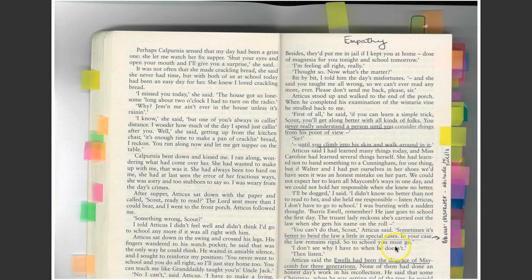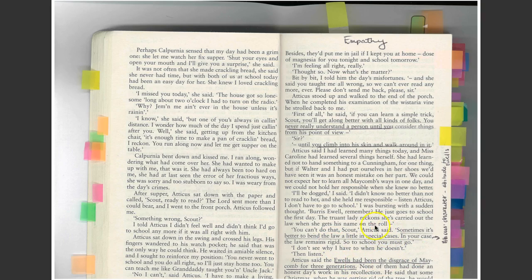And then he makes a comment about sometimes it's better to bend the law in special cases. That shows that Atticus is quite flexible, and maybe he doesn't like the hard and fast rules that he is forced to live by as a lawyer in Maycomb County. Maybe he thinks that sometimes there needs to be some flexibility.